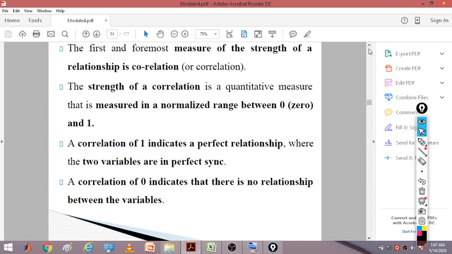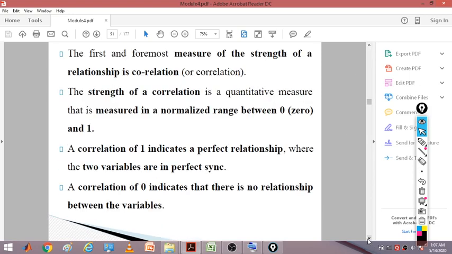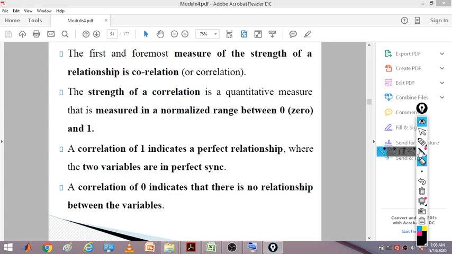The first and foremost measure of the strength of a relationship is your correlation. The strength of correlation is a quantity measured in a normalized range between 0 and 1. A correlation of 1 indicates a perfect relationship where the two variables are in perfect synchrony. So you can imagine that.